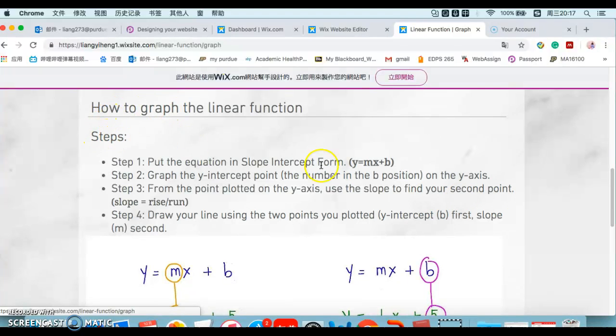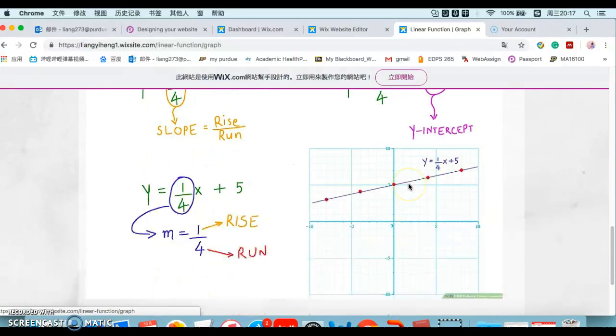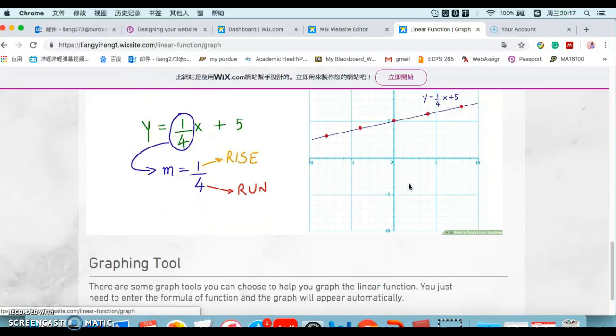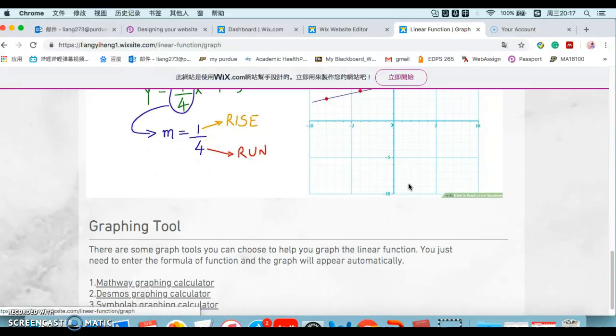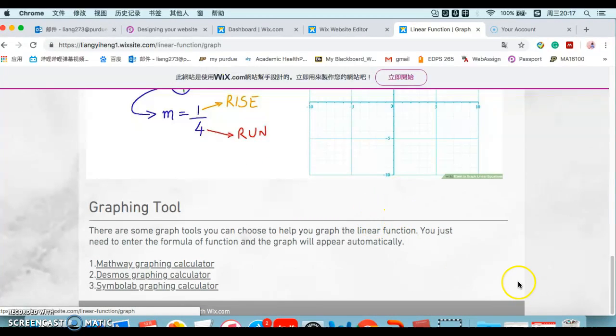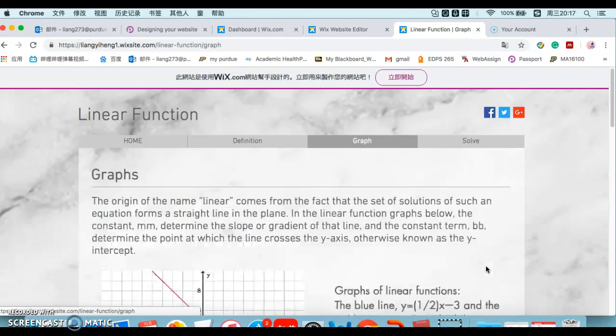There are some steps, and also these pictures will help them have a better understanding about how to graph a linear function. There are also some graphing tools like Mathway Graphing Calculator. It means learners can use these tools to graph a linear function by themselves online.